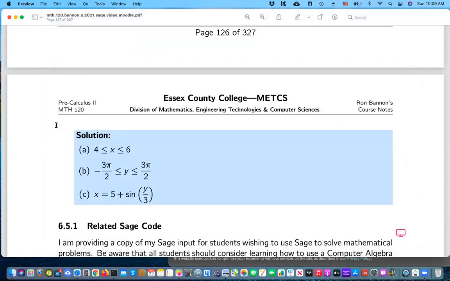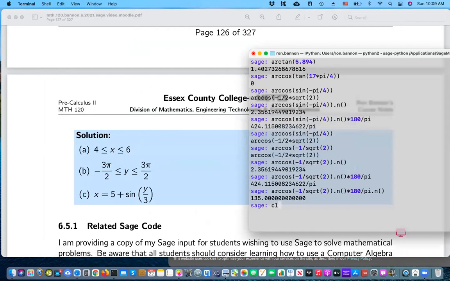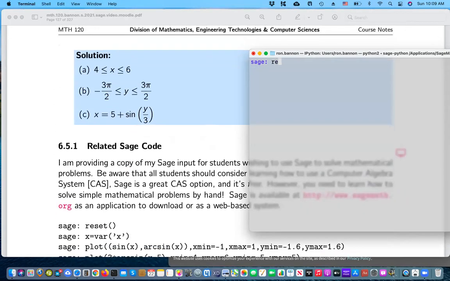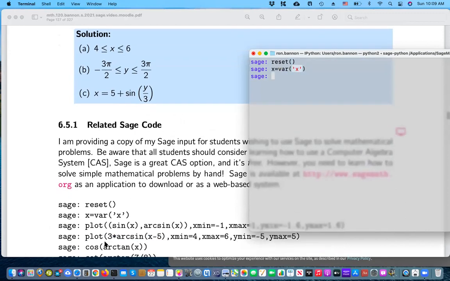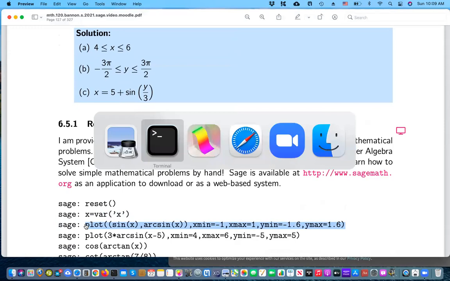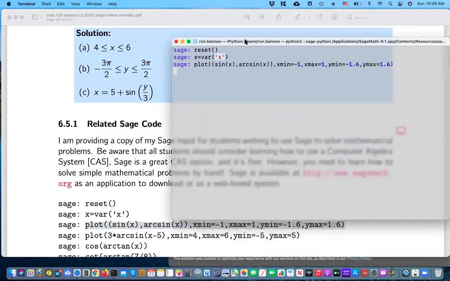All right, let me go back to Sage. Let me clear. And I'm just going to go through the Sage code real quick. Reset. Okay, X's of R. I think we've done this many times before. You should be getting better at typing things in. I'm a little tired, but I will read it to you. Okay, let me just pull that over here.